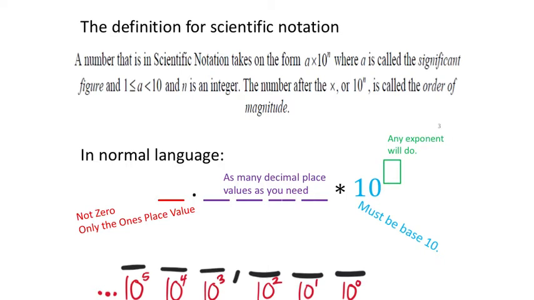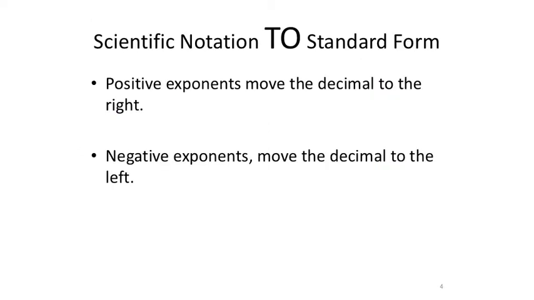So you'll see base 10, and the reason is that any exponent will do. You can have negative exponents and positive exponents. Later on, although not in this class, you may see some decimal or fractional exponents, but we don't care about that for now. But the exponent in scientific notation, if we were changing this into standard form, which is just a regular number, tells us not only how many times to move the decimal, but also which direction.